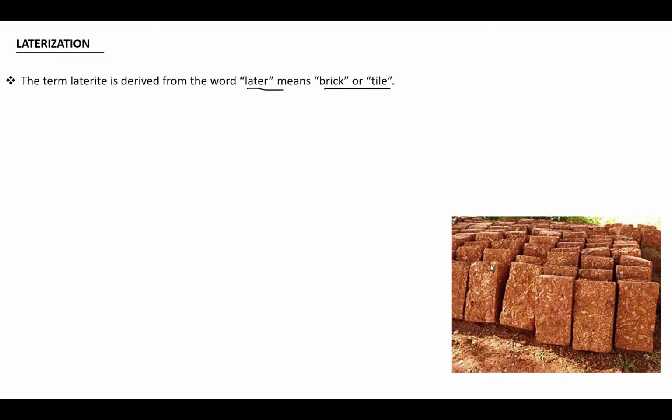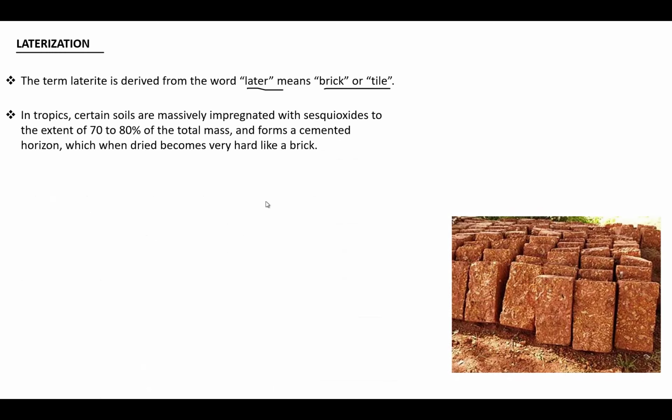Just like these are the lateritic stones. Mostly in Odisha, in some districts, they used to construct homes with this type of stone. So, what is that? In tropics, especially in tropical climate, certain soils are massively impregnated with sesquioxides to an extent of almost 70 to 80 percent of total mass. So this much amount of sesquioxides will be left in the soil and forms a cemented horizon. And this accumulation leads to a very hard cemented horizon.